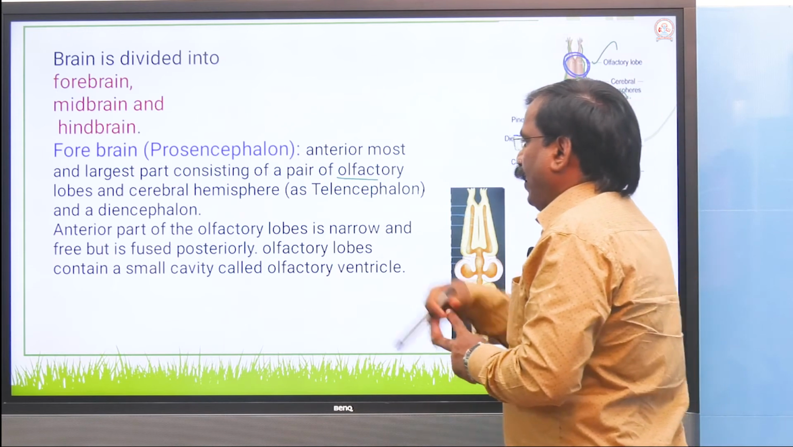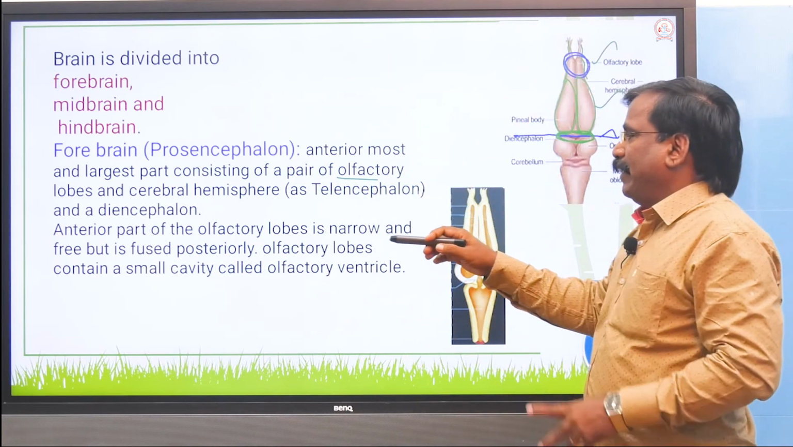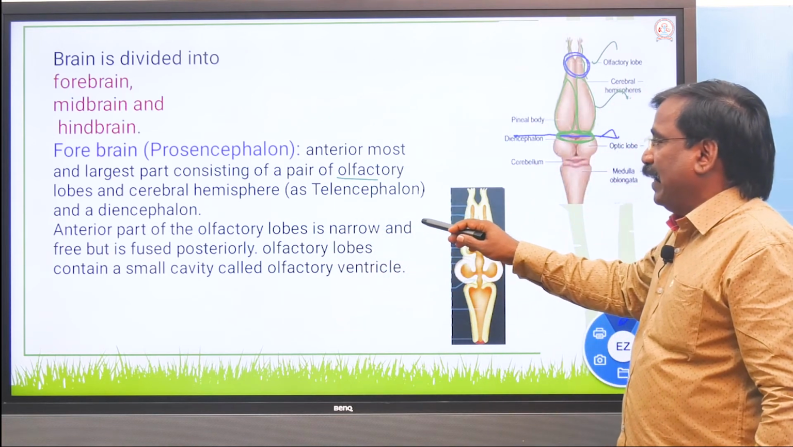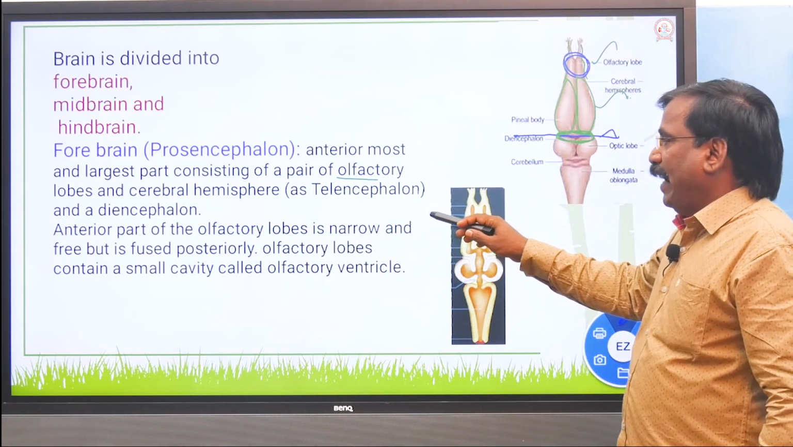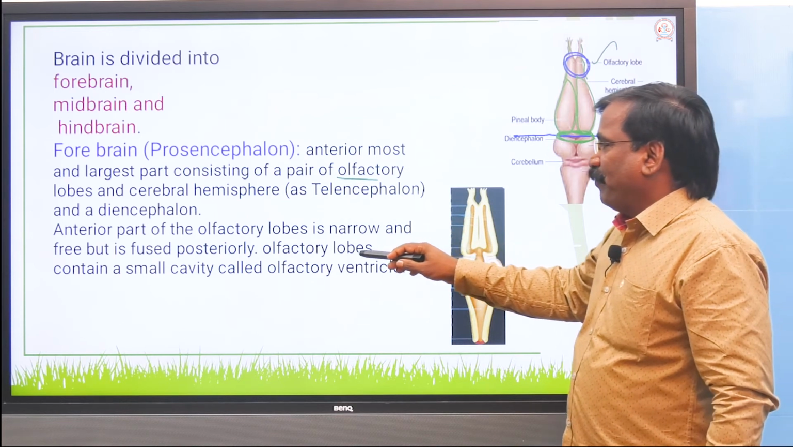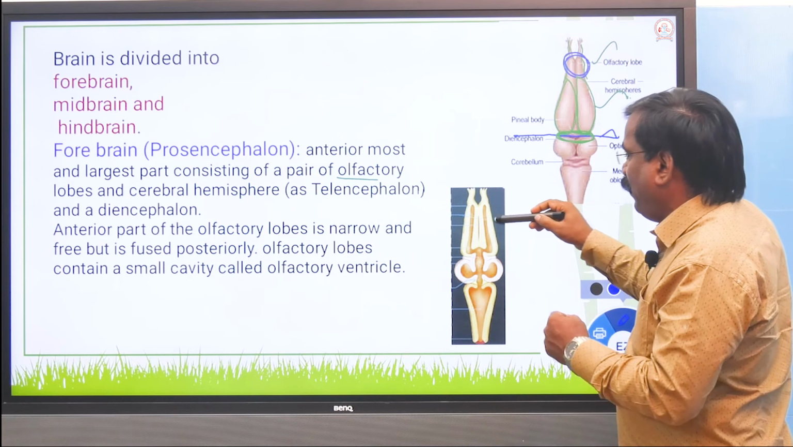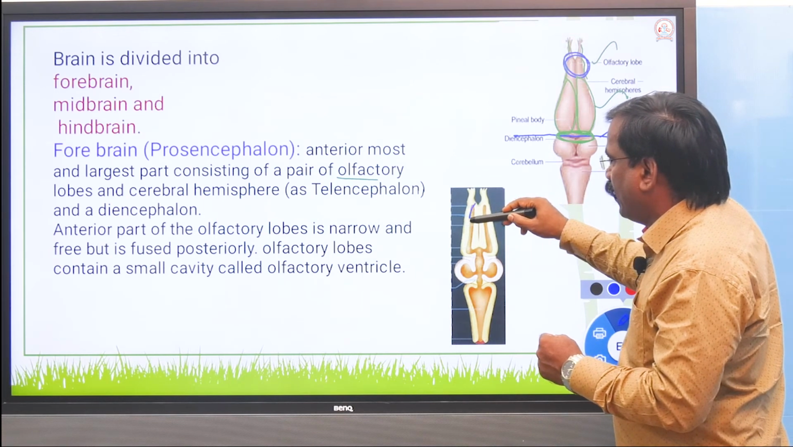Right? And listen, the anterior part of the olfactory lobes is narrow, and it contains, inside, a cavity.